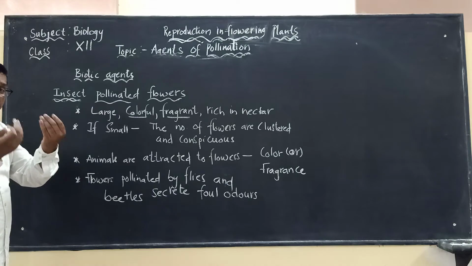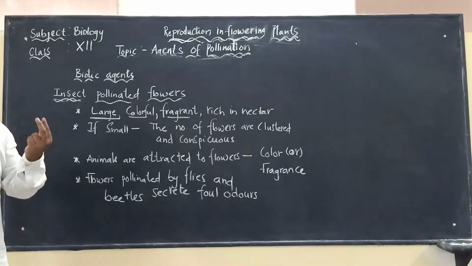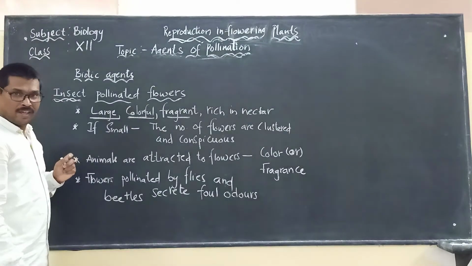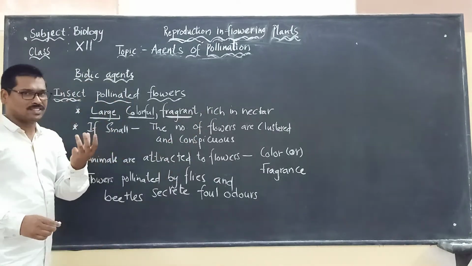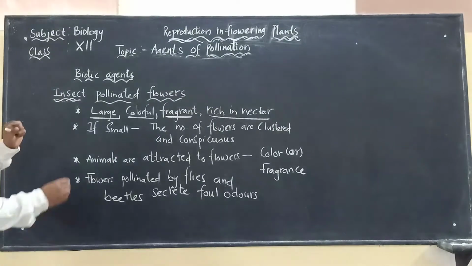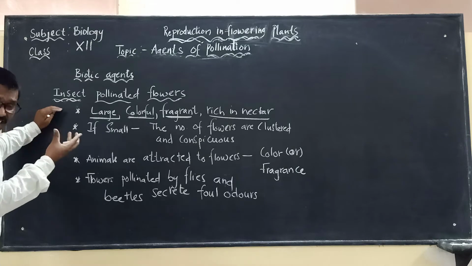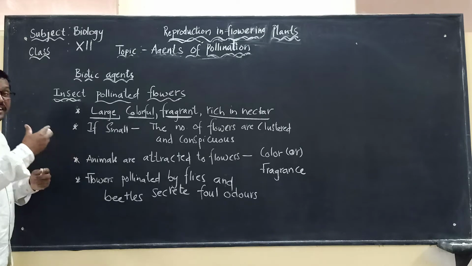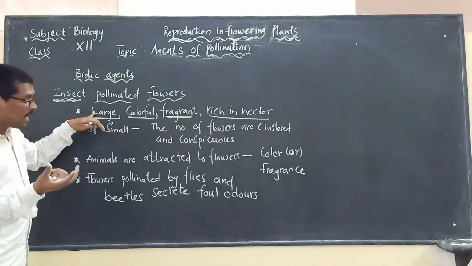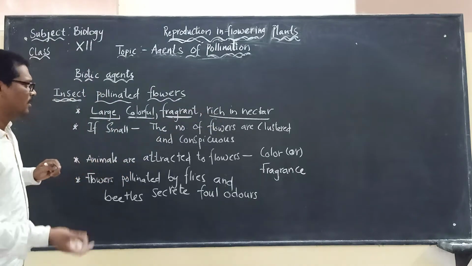So here the flowers which are pollinated by insects, generally they are large in size, and they will be very colorful and produce sweet smell, fragrance, okay? And also they are rich in nectar. So this is one of the characteristics of those flowers. These are the characteristics of the flowers which show pollination by insects. Like the flowers will be large, colorful, fragrant and rich in nectar.